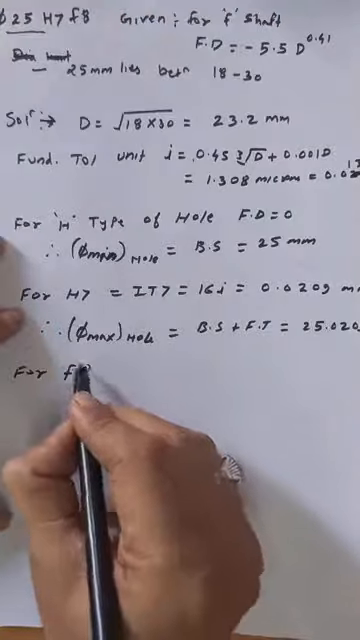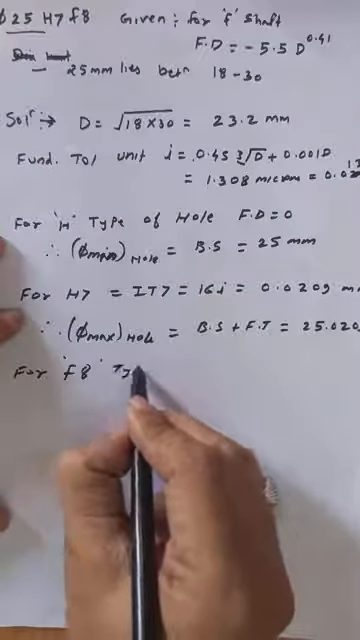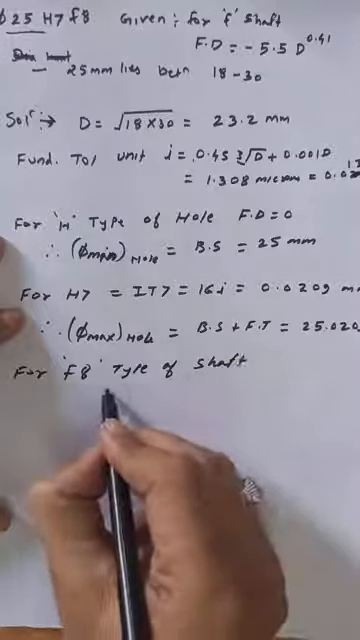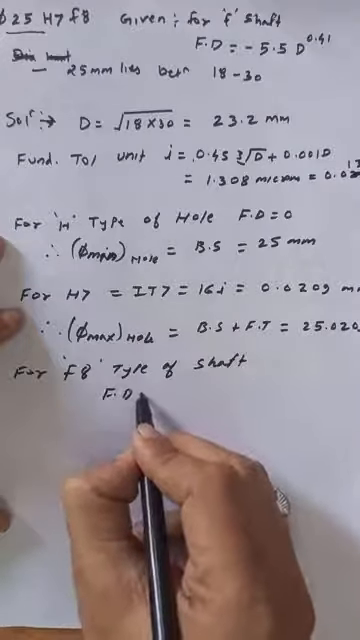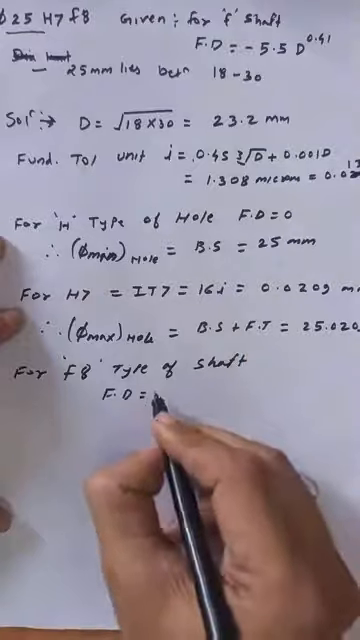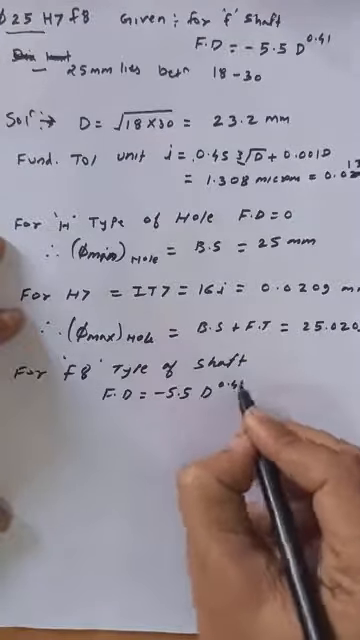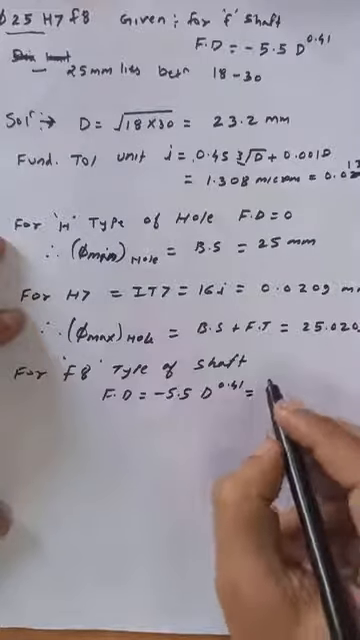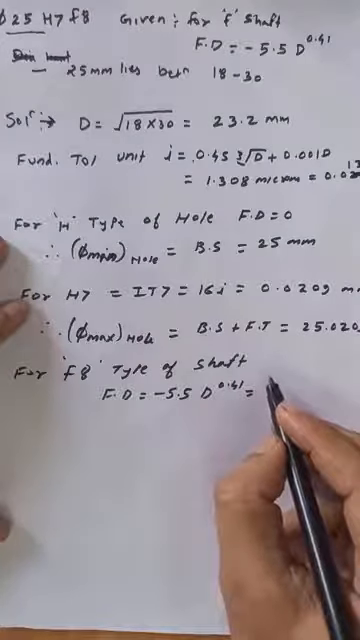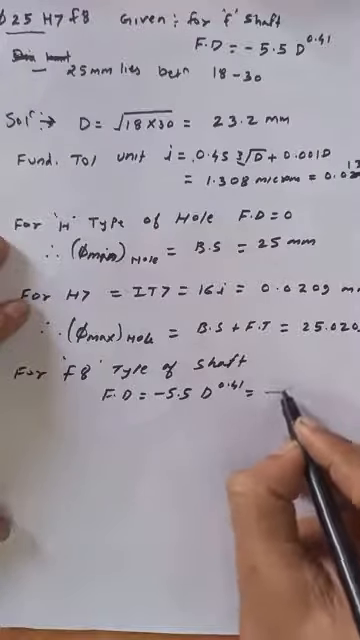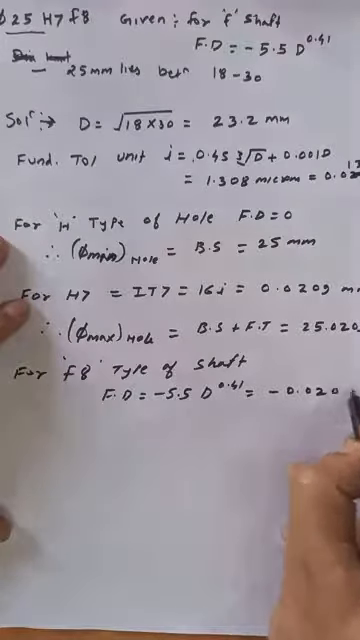Okay, similarly for F8 type of shaft, the fundamental deviation value is given. It comes to be minus 5.5 D to the power 0.41. It is already given in the problem itself. So from here let us calculate the value. It comes to be minus 0.020 mm.